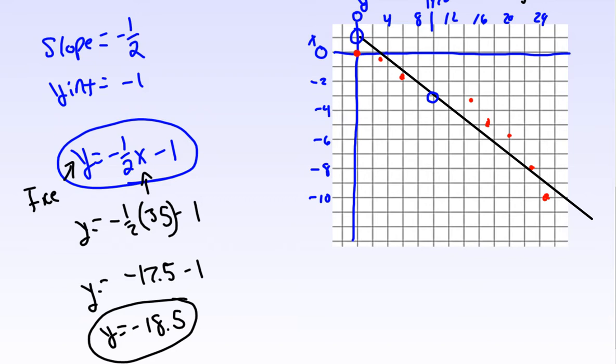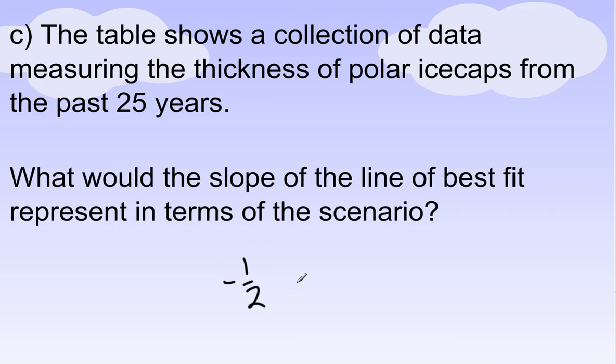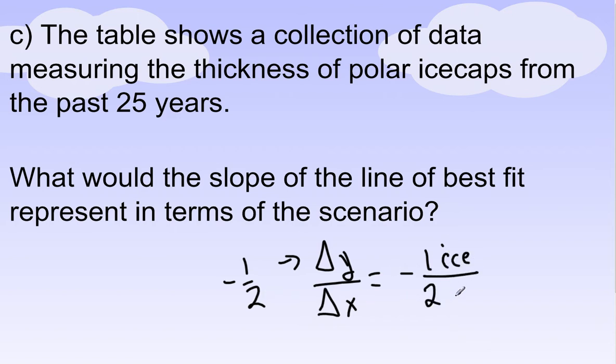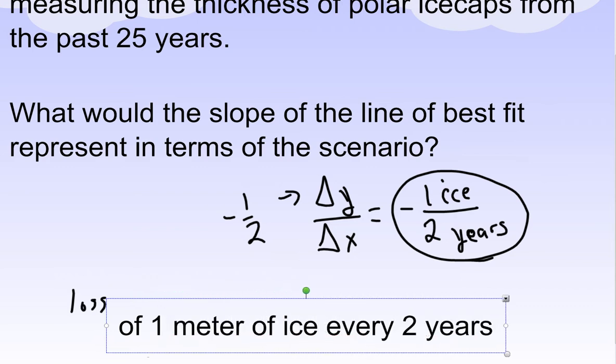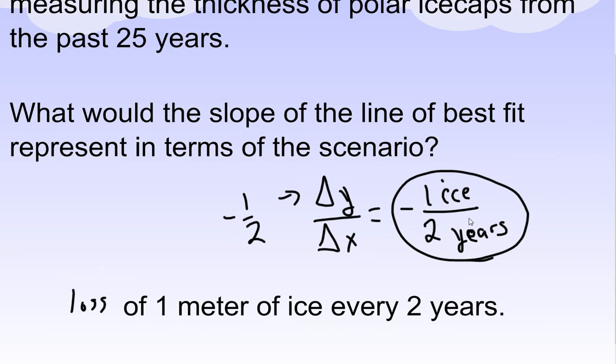Well, if the slope was -1/2, let's look at our labels. The top label, change in y over change in x. The top label, y-axis, is the amount of ice gain or loss. So -1 ice over 2, the bottom was years. It seems kind of ridiculous to write it like that, but that means we lost 1 meter of ice every 2 years. That's what the slope represents. If we throw those labels back in there, let me type this out, it'd be quicker. So loss of 1 meter of ice every 2 years. That's what that slope means in terms of the scenario.